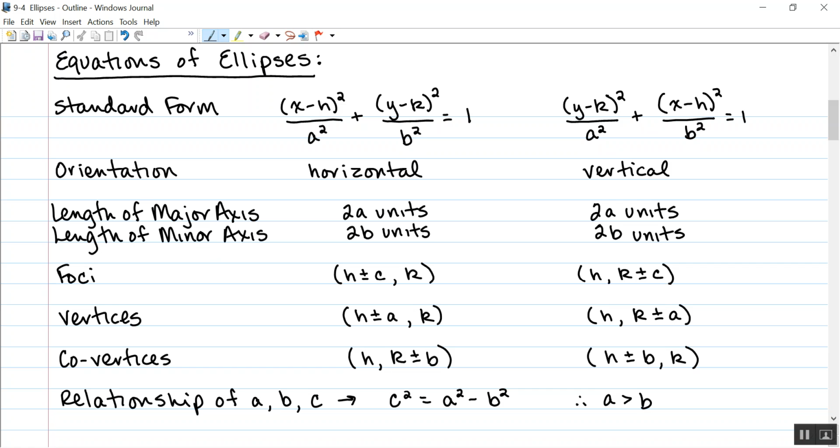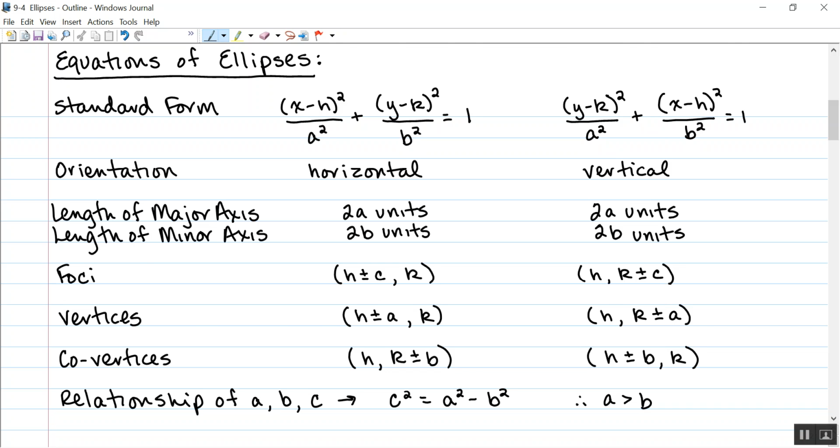We have equations here for the coordinates of the foci, vertices, and covertices, but actually we're going to be able to kind of count and figure out what those are. One of the main things you need to know about the foci is that they are c units from the center along the major axis. Another key thing on this page is the relationship between the values of c, a, and b, and that is c squared equals a squared minus b squared. And so that means that a is always going to be greater than b, and that's an important thing to remember.